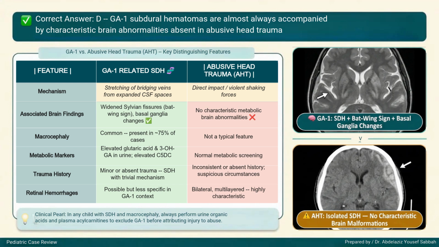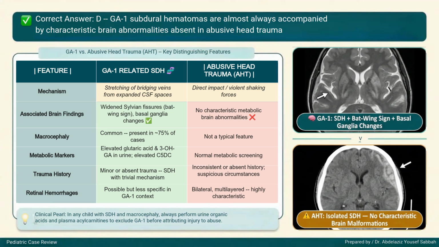In Glutaric Acidemia Type 1, the mechanism involves stretching of bridging veins from expanded cerebrospinal fluid spaces due to frontotemporal hypoplasia. This leads to subdural hematomas that can mimic abusive head trauma. Key distinguishing features include the presence of widened sylvian fissures and basal ganglia changes on imaging, macrocephaly, which is common in about 75% of cases, and elevated metabolic markers, including glutaric acid and 3-hydroxyglutaric acid in urine.